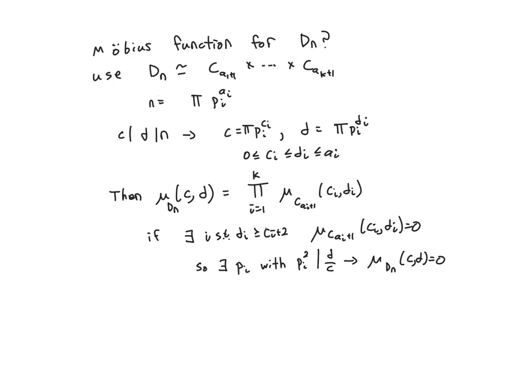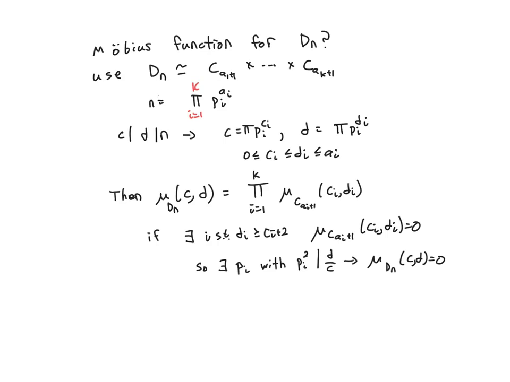Let's apply it to the divisor lattice. So we're going to use the fact that if I write an integer n as a product of powers of primes in a distinct way, so these are distinct primes, then in fact the divisor lattice is isomorphic to this k-fold product of corresponding chains. We saw this before. The ith coordinate corresponds to the exponent of this ith prime in this factorization.